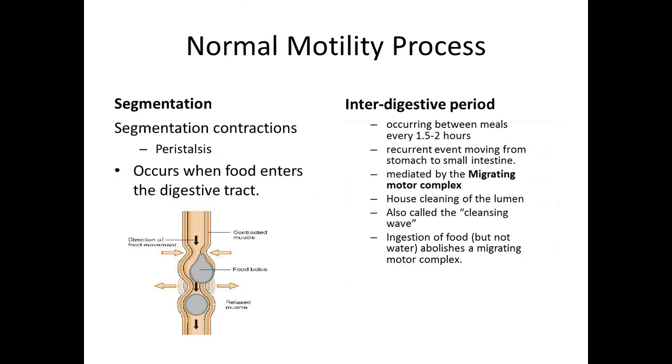So let's talk about normal motility. There's two main subsets to focus on in the motility process. One is segmentation, which occurs with peristalsis, and the other is the interdigestive period. The interdigestive period occurs in the fasting state, between meals every 1.5 to 2 hours. In this particular state, the intestine goes through a wave, which is called a cleansing wave, which is a housecleaning of the lumen. Undigested particles and bacteria are flushed out of the small intestine. It's a normal physiologic process. It's disrupted in small intestinal bacterial overgrowth, as we'll see, and it's an underlying therapeutic target.